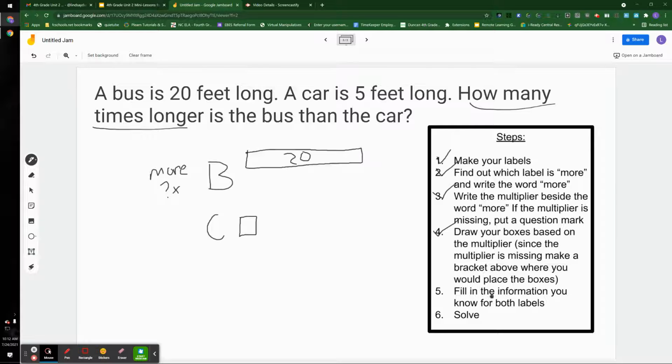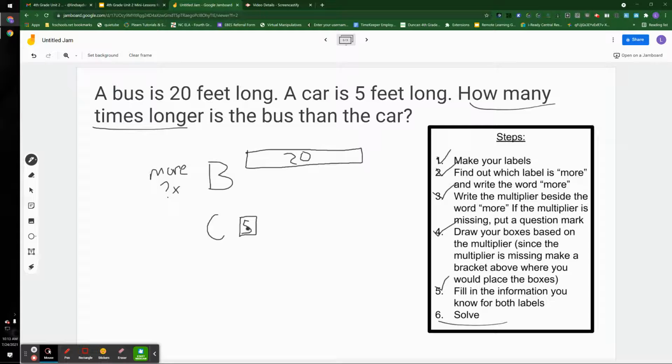Now we're going to fill in the information we know. And the information we've been given is the length of the bus and the car. So I've already filled in that the bus is 20 feet long. Now I'm going to fill in that the car is 5 feet long. Okay, now I can solve.